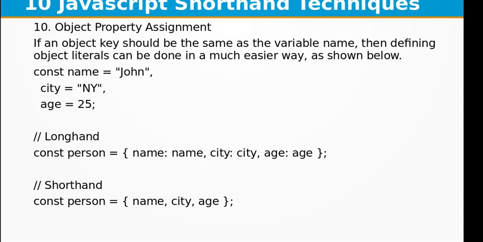The shorthand version would have been much simpler by simply declaring constant person equals name, city, age, because as you can see above, the name of the variable, that is the key, and the value is the same. So we are assigning name to name, city to city, and age to age. So we can simply remove the colon name, colon city, and colon age from the longhand version and make it simpler using the shorthand version.